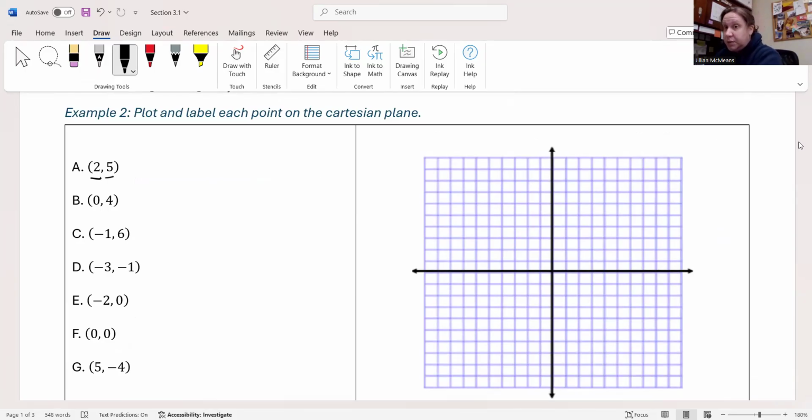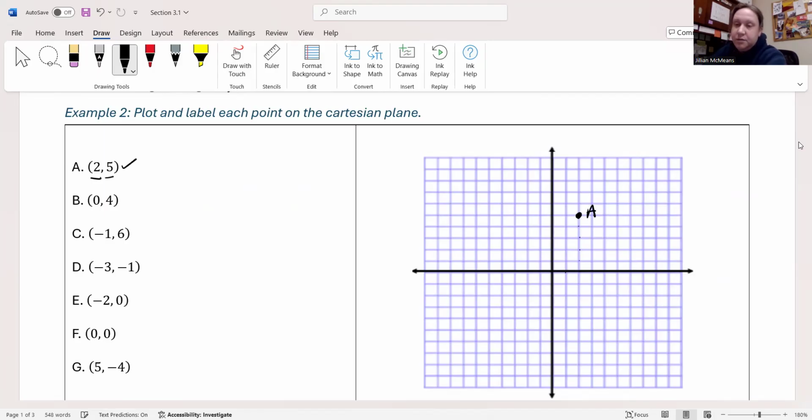So here's how you actually plot. From the origin, you plot the x coordinate first, and then from the x coordinate, you go up or down for your y. Okay? So I'm at the origin. My x coordinate is 2, so I'm going to go to the right 1, 2. And then from there, I'm going to go up 1, 2, 3, 4, and 5. Okay, so again, you plot your x coordinate first, you go left or right, and then from wherever you are, left or right, you then go up or down. So this is the point A.